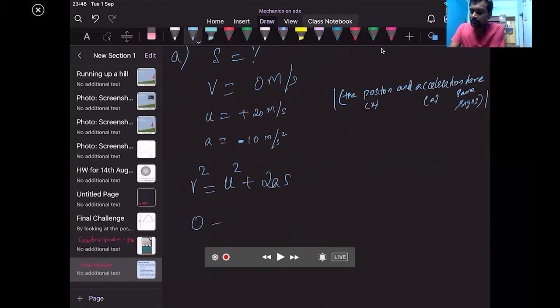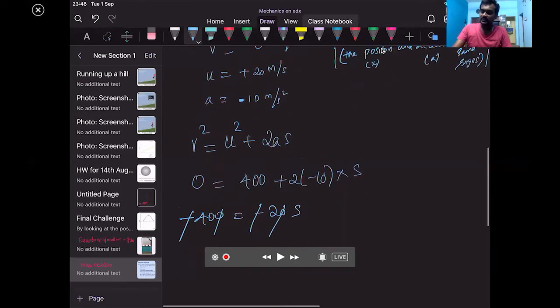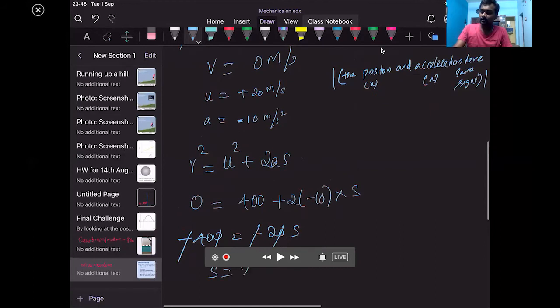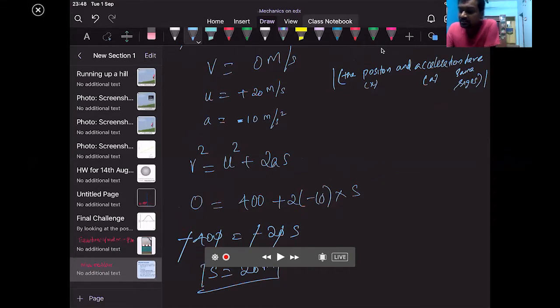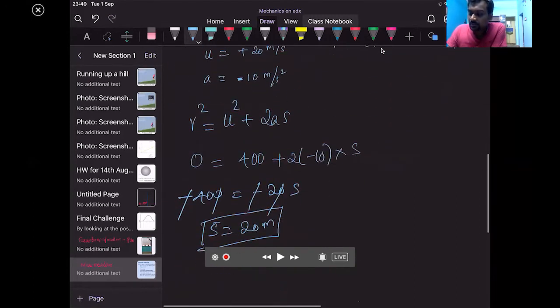So 0 equals 400 plus 2 into minus 10 times s. So basically 400 minus 400 equals minus 20s. The minus signs cancel out, so s comes out to be 20 meters. Which means that's the maximum height the ball reaches from the point where it is thrown from the cliff. This is the point from which it is thrown from the cliff, let's say x. So that's problem number A.